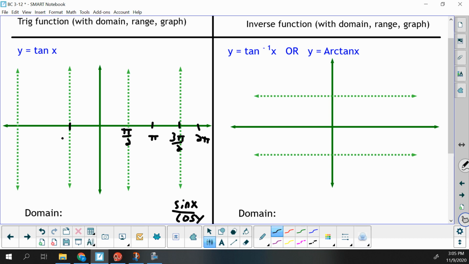Then we'll have minus pi over 2, that's minus pi. This is minus 3 pi over 2, and I don't have the room to put minus 2 pi in, but it would be somewhere over there. So at 0, sine is 0, and cos is 1. So 0 over 1 gives you 0.